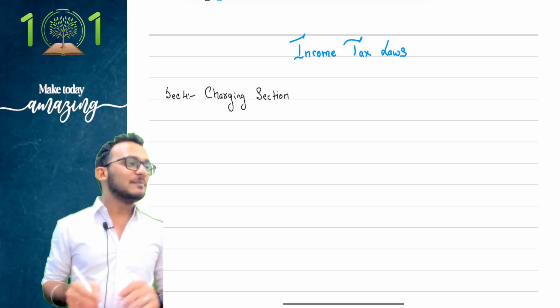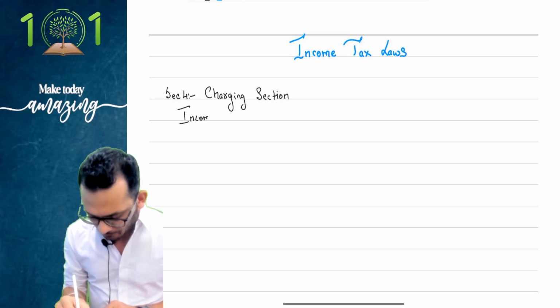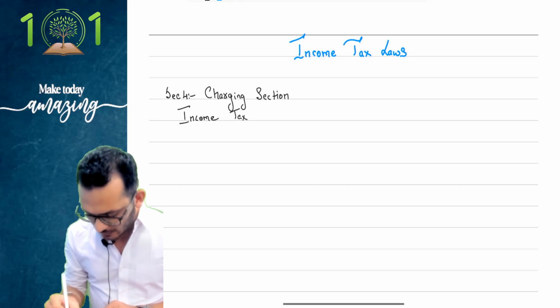So what are we going to say, people? We're going to come and tell that you're going to have something. So you're going to say, I am going to levy income tax shall be.